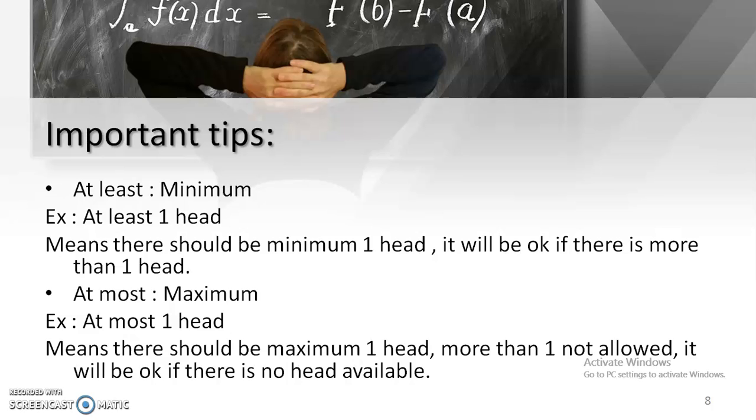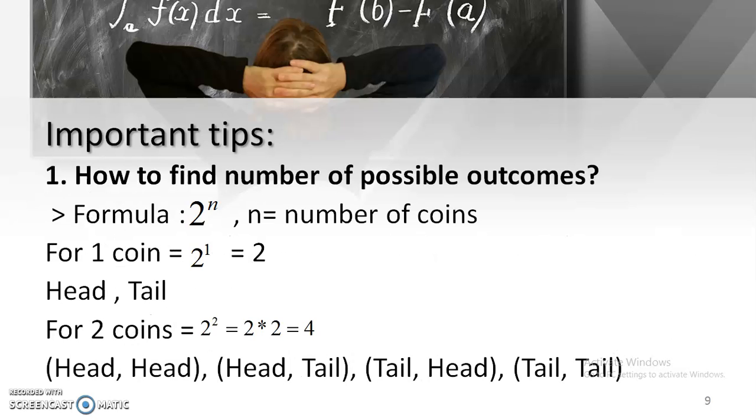Got it? Now the next important tips. First, how to find the number of possible outcomes. The formula is 2 raised to n, where n is the number of coins. If we have one coin, then possible outcomes equal 2: head and tail. For 2 coins, 2 raised to 2 means 2 into 2 equals 4. So I have written head head, head tail, tail head and tail tail, where the first answer is for one coin and the second answer is for the second coin. Got it?